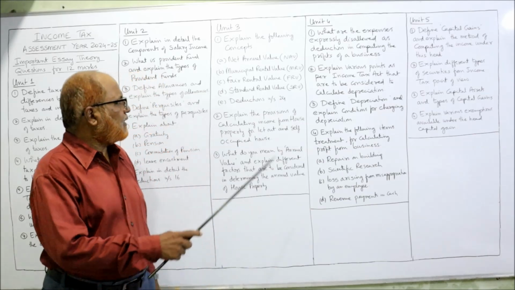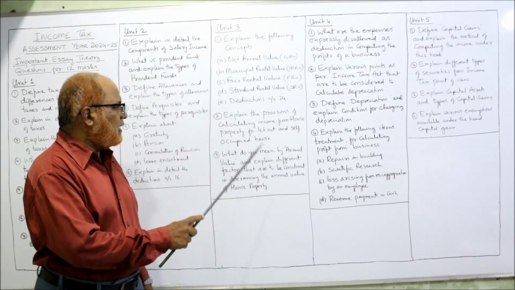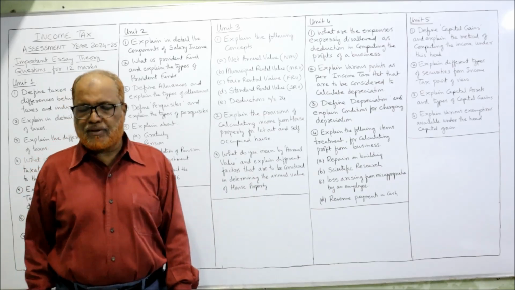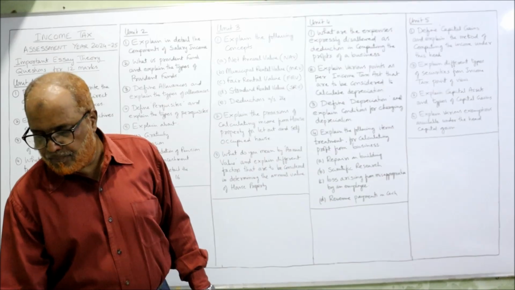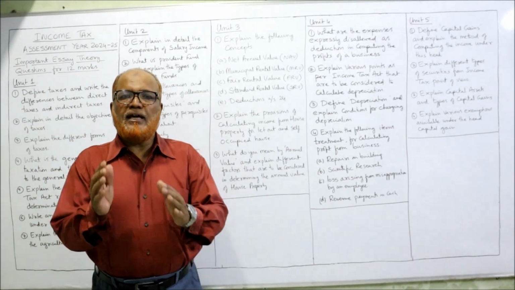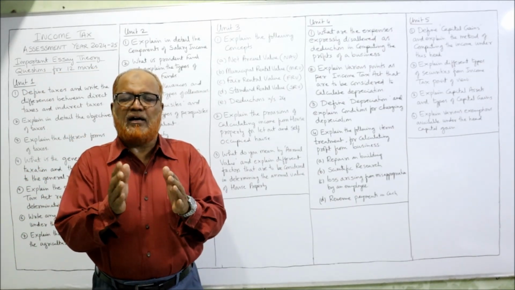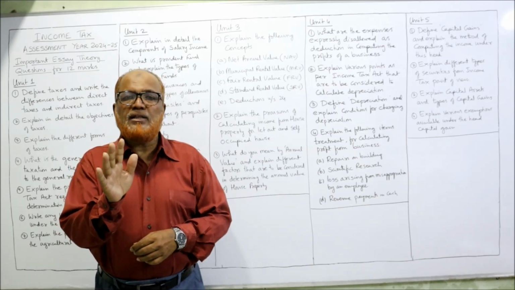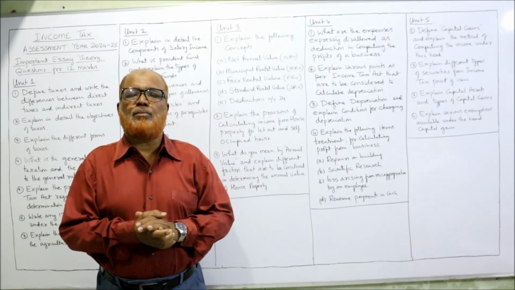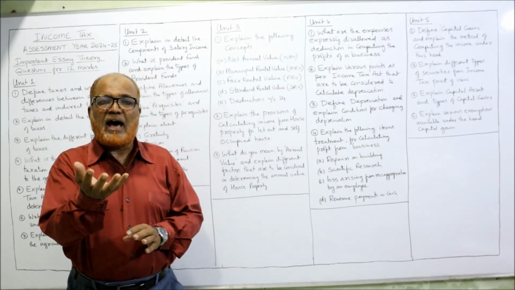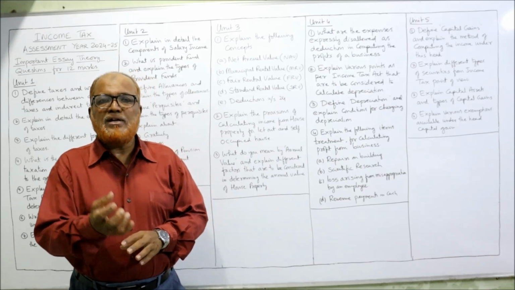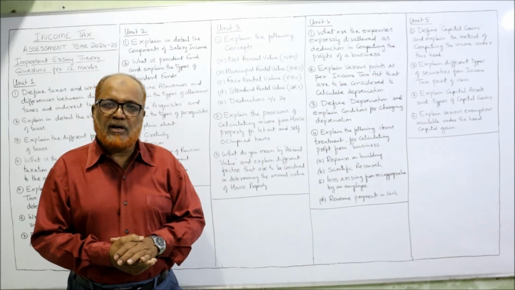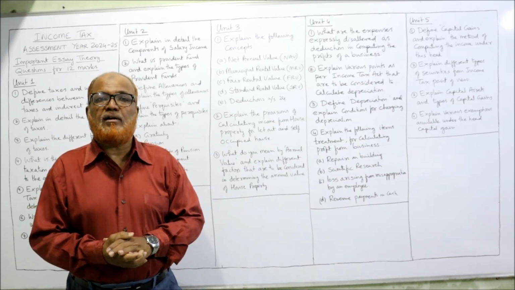Then we have, what do you mean by annual value, and explain different factors that are considered for determining the annual value of house property. Actually, Income Tax Act says the income received and earned is taxable. But regarding house property, it is not the actual rent received that is taxable, but the annual value of that property. What is the capacity of earning of that property? That is to be considered, not the actual rental value.